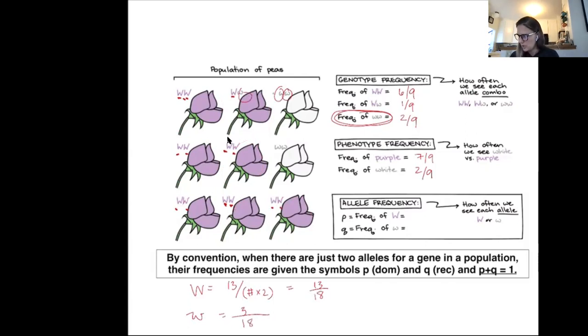1, 2, oops, I counted wrong. 1, 2, 3, 4, 5. Let me change that for you. So that'll be 5/18. So here for big W or P, that's going to be 13 over 18. And for little w, it's going to be 5 over 18. And what you should notice is when you add P and Q together, that's always going to equal 1. Okay? So again, by convention, when there are 2 alleles of a gene, which is most of the time, then the frequencies of the dominant allele P and the recessive allele Q are going to add up to be 1.